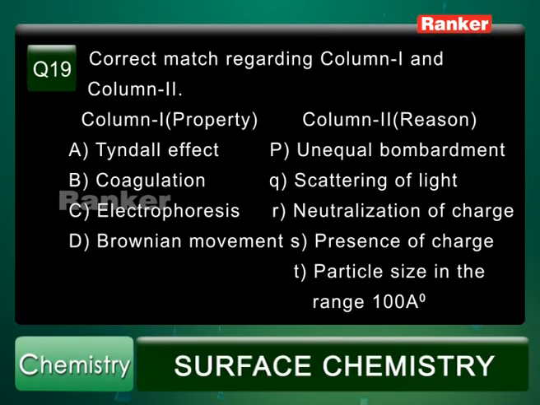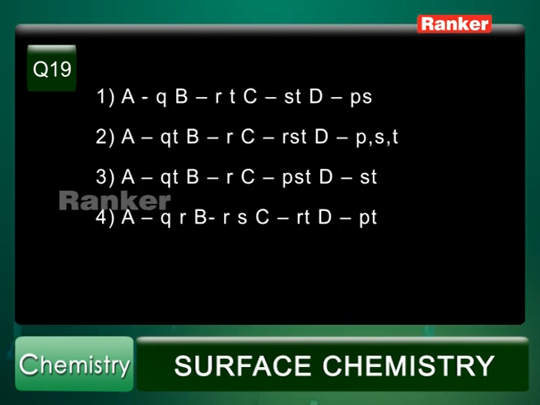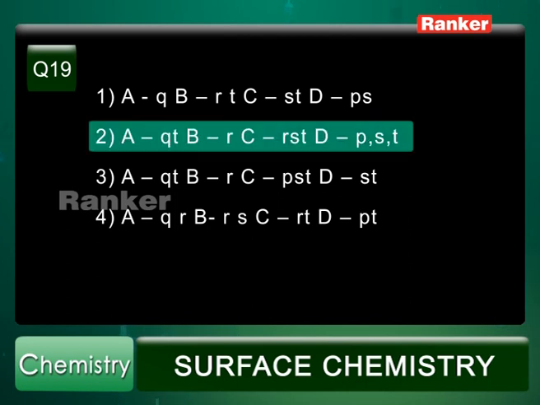And Brownian movement is basically the unequal bombardment of the solvent molecules. The size should be in the range of colloidal size, that is 100 angstroms, and also it is because of the presence of the charge. So, the Brownian movement is because of PST. Now, if you look at all the options that are given, A QT, B R, C RST, D PST, for question number 19 option 2 is the correct answer.